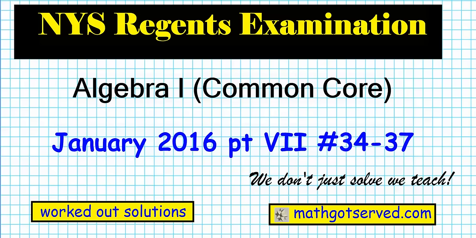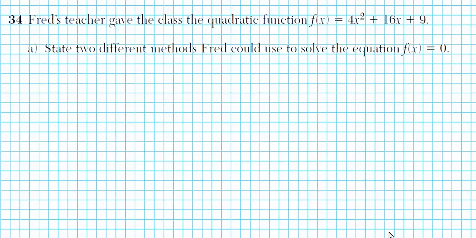In this clip, we're going to be going over problems 34 to 37 of the Algebra 1 New York Regents Common Core exam for January 2016. All right, let's take a look at question 34. That reads, Fred's teacher gave the class the quadratic function f of x equals 4x squared plus 16x plus 9. State two different methods Fred could use to solve the equation f of x equals 0.